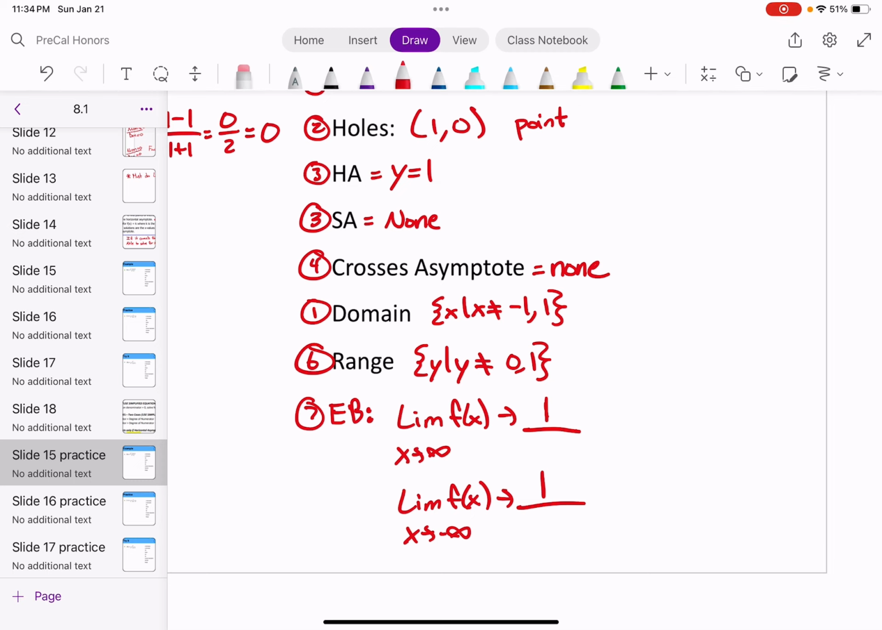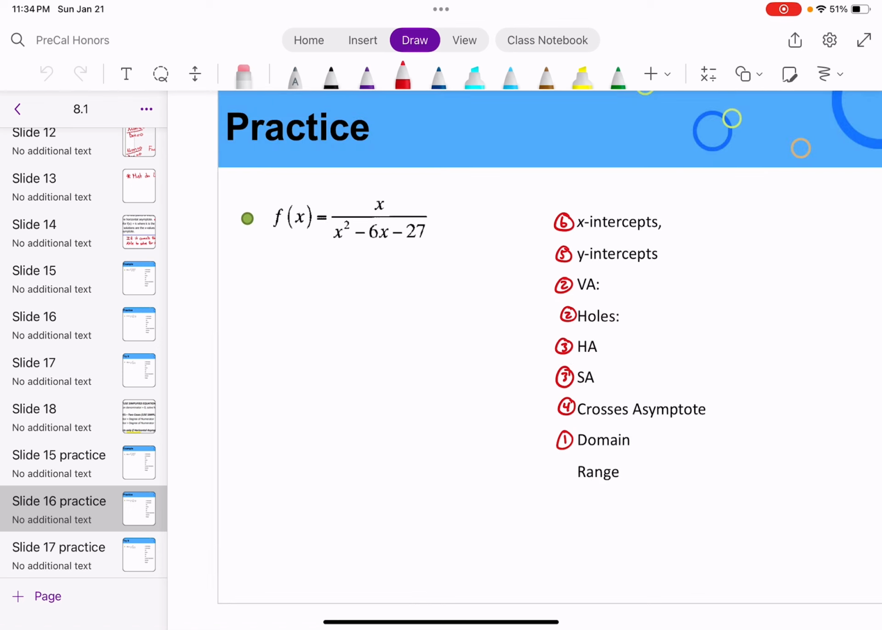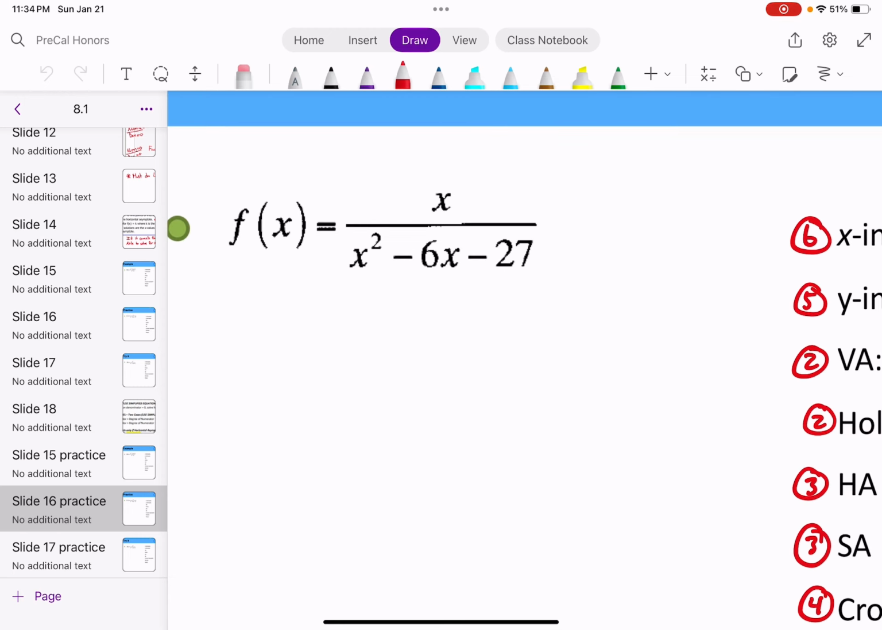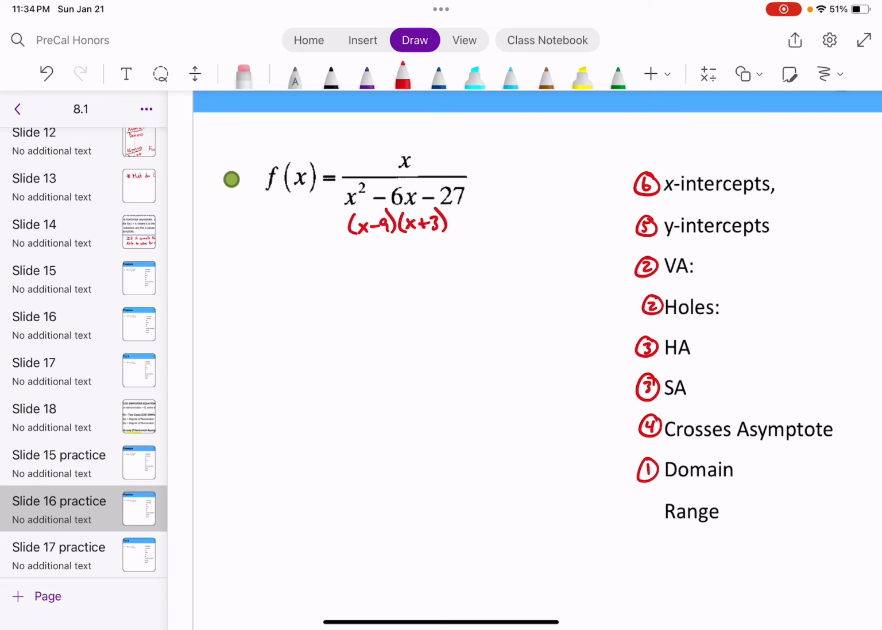Let's take a look at slide 16. So we go ahead and start from the beginning. We want to find that simplified answer. We want to find that domain. In this case, we're going to break down our denominator to (x minus 9) and (x plus 3). Now, in this case, we can easily see that nothing is being canceled out and that our simplified equation is going to be x over (x minus 9)(x plus 3).